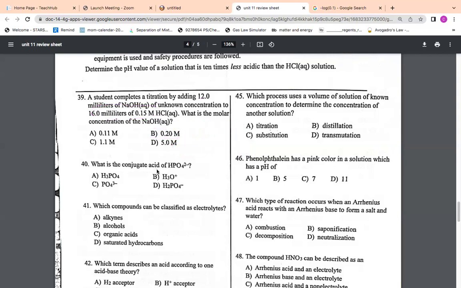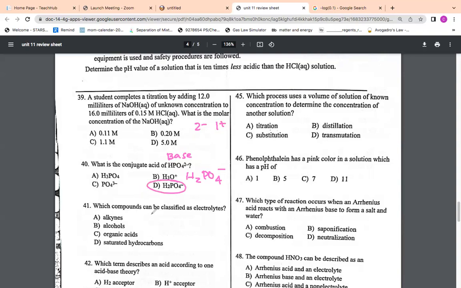40. What is the conjugate acid of HPO4 2-? So if we're asking for the conjugate acid of this thing, it means that this is the base. And bases, according to Brønsted-Lowry, accept protons. So they accept H+. So what you have to do is add another H+ to this. So then if we add another one, we'd have 2 hydrogens. We still have our PO4. And we have a charge of -2. But if you're adding a positive to this, it's going to go up to just -1. So we're going to want to go with choice D.